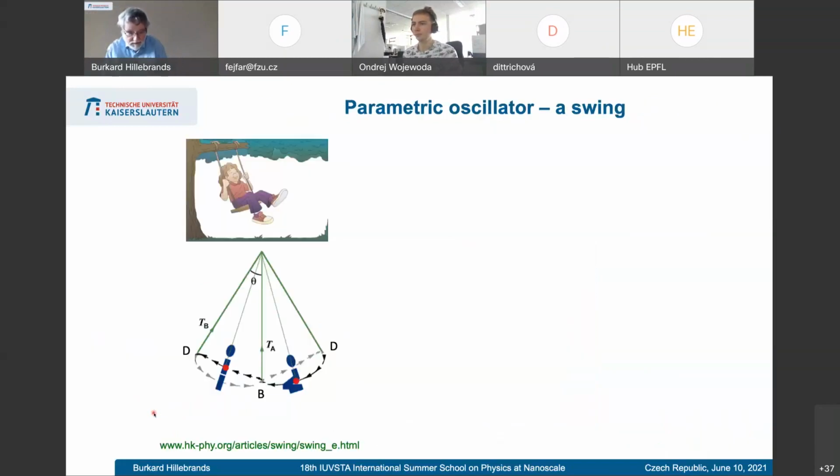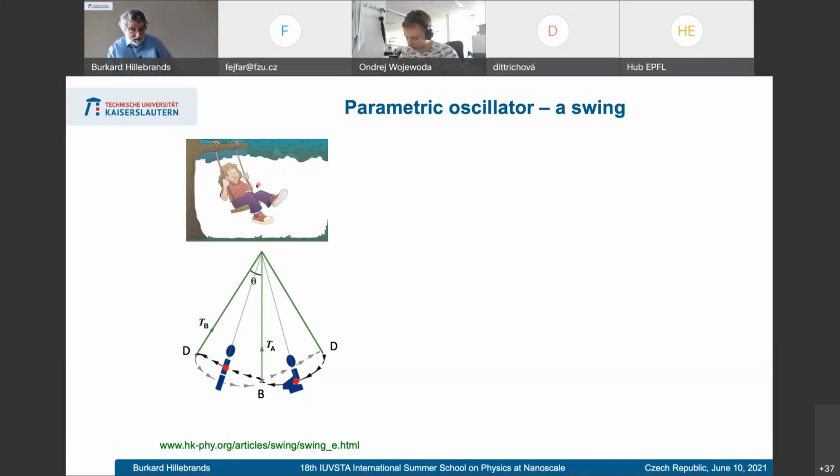Now, we have to think again about nonlinearity, because I need to explain to you how we now excite modes. Let me explain to you here parametric oscillators and also parametric amplification. You know all parametric oscillators from your childhood, because I assume that most of you liked to sit on a swing like this little child here.